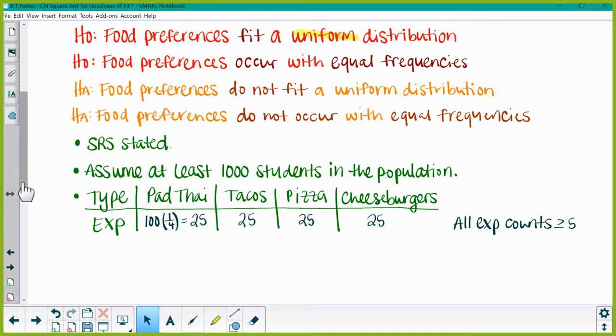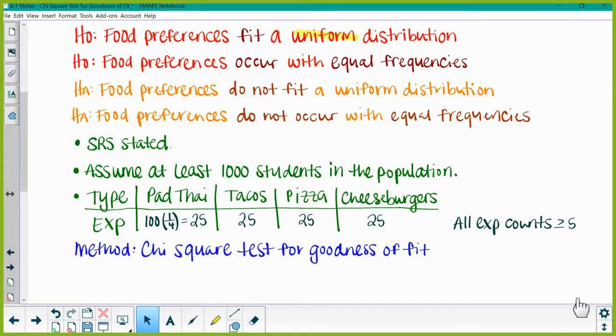Once you have confirmed that all of your conditions are met, you're going to move on and name the test. For us, this is a chi-square test for goodness of fit. Yes, it is very, very important that you write out goodness of fit because you're going to have two other chi-square tests. That is going to make or break it. You can't just say chi-square test. They need to know which chi-square test you are doing.